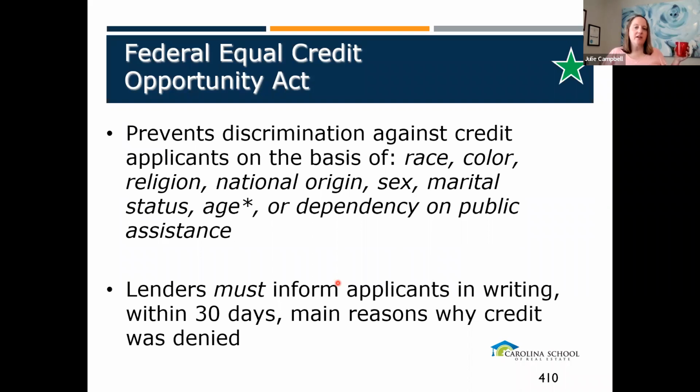Please note, age assumes that the applicant is 18 years old, that this is an adult. Who's protected under the age category? Let's say, for example, you have a 90-year-old that goes to the lender and applies for a 30-year loan. That 90-year-old cannot be denied credit, cannot be denied the loan based on their age alone.